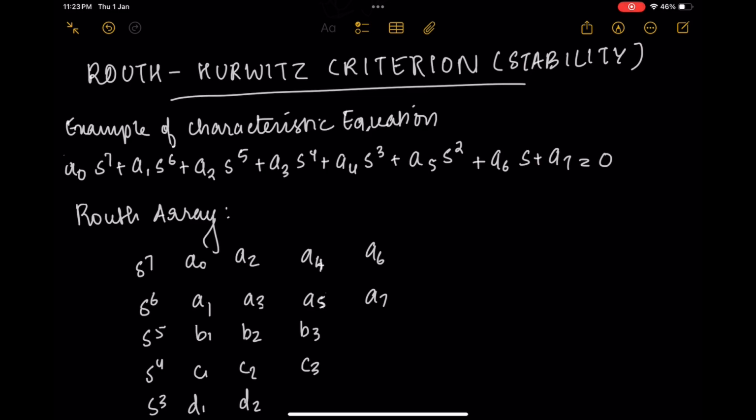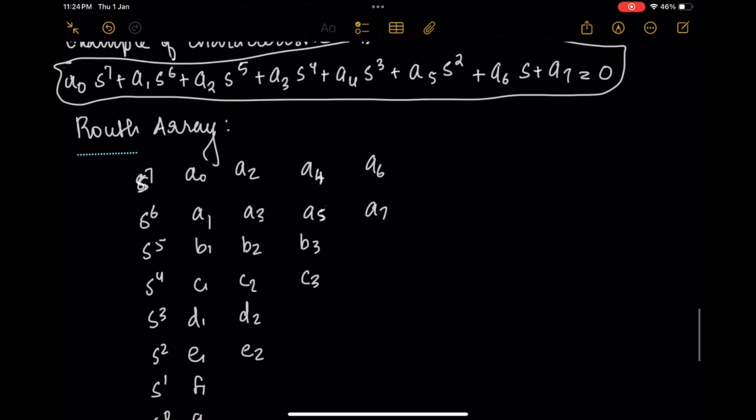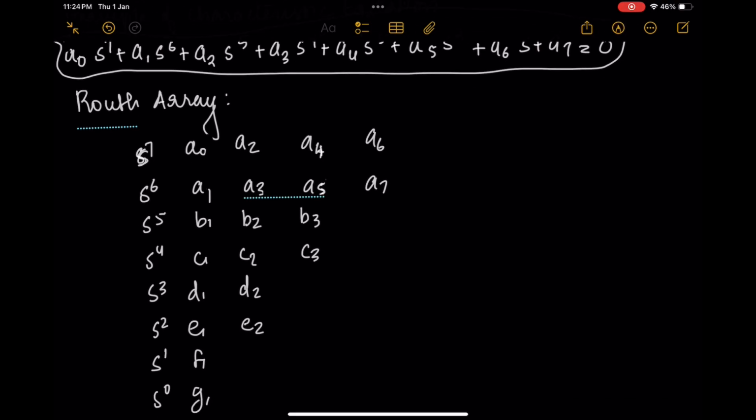Now let's consider Routh-Hurwitz criterion. Here we prove the stability of the system by creating a Routh array. In order to do that, first we consider a characteristic equation of the system. I have written a characteristic equation here with the power s raised to 7. Then we'll learn how to write the Routh array. I'm starting with the first column, writing the powers of s from s raised to 7 to s raised to 0, one after the other inside a column.